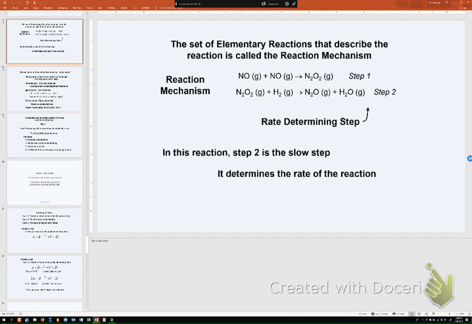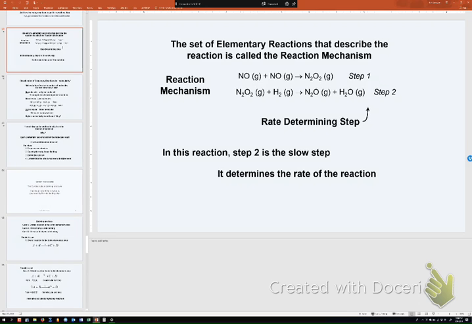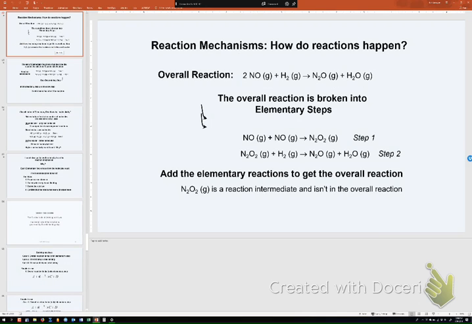You could have written that as a one-step mechanism. You could have said 2 NOs get together with an H2, but that would have been termolecular. It would have said that 2 NO molecules have to get together with an H2 molecule for those products to form, and they have to get together at the same time with the right orientation and the correct energy. Anytime a kineticist, like that's what you call these people who study kinetics, see something like that, they say, well, that's probably not it.